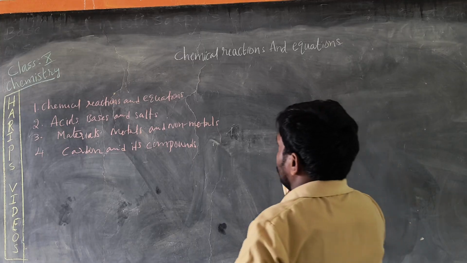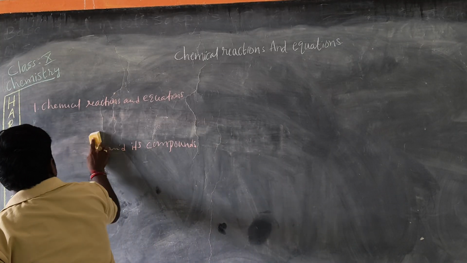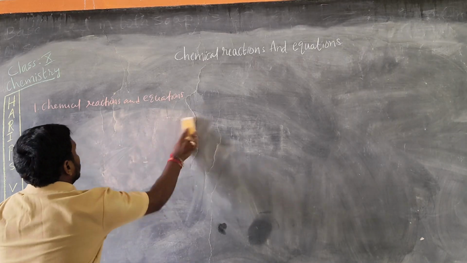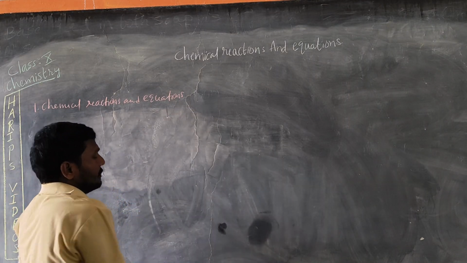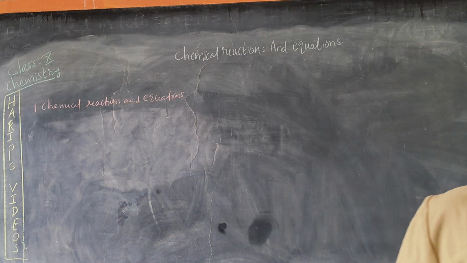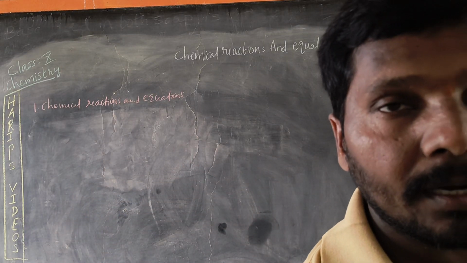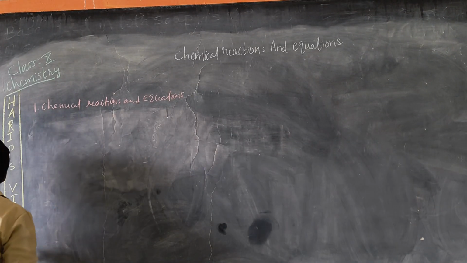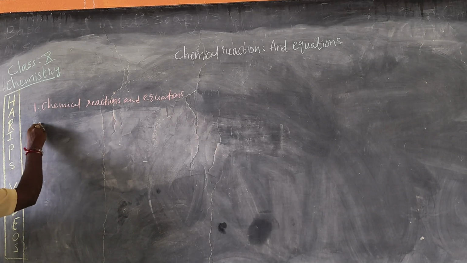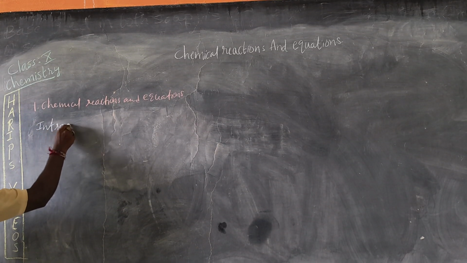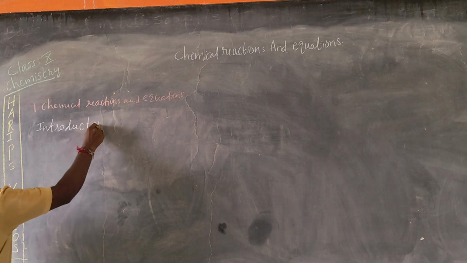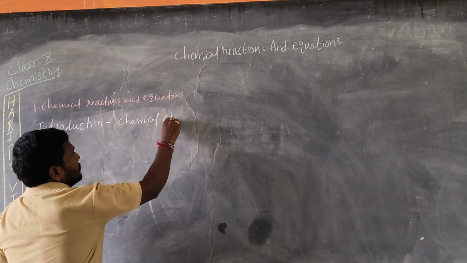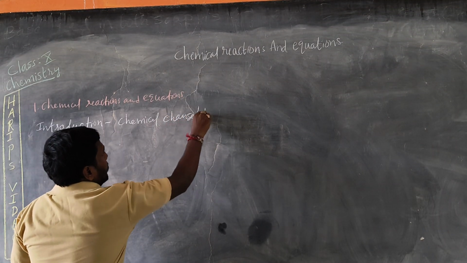Okay, let's start the first chapter in chemistry, class 10. First of all, let us take a brief overview about our chapter. So, what are the topics we have? Brief overview about the chapter. Introduction of the chapter. That means let us know what is chemical change or chemical reaction.